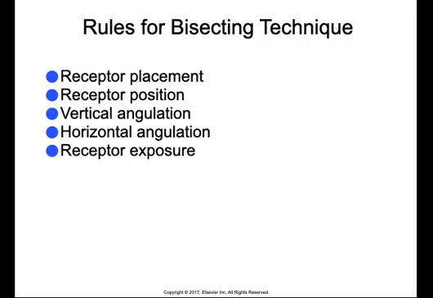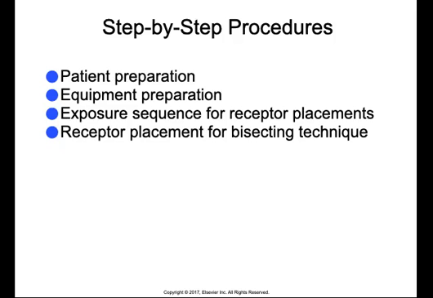Step-by-step procedures for the exposure of PA images using the bisecting technique include patient preparation, equipment preparation, exposure sequence for receptor placement, as well as the receptor placement for the bisecting technique.